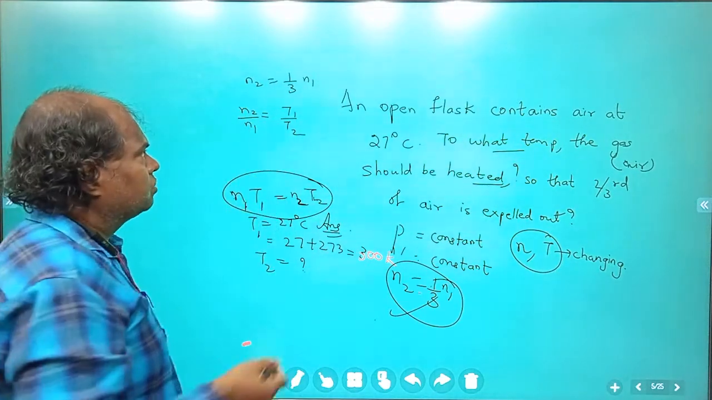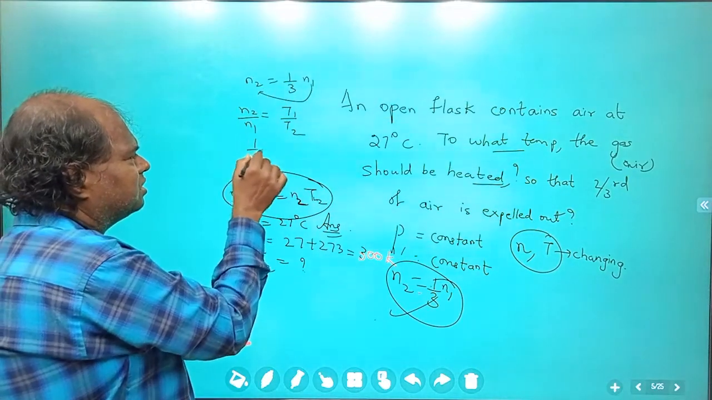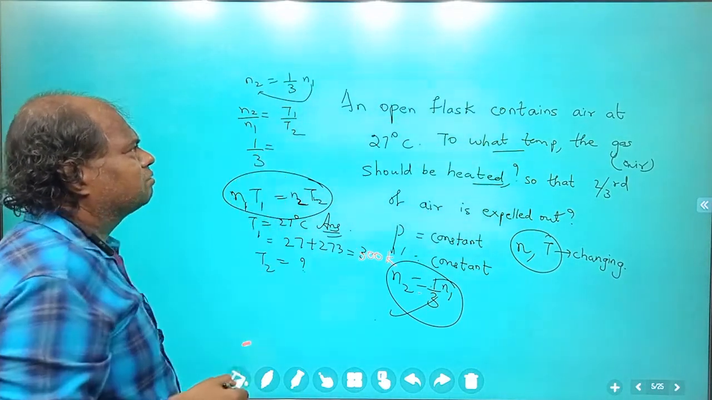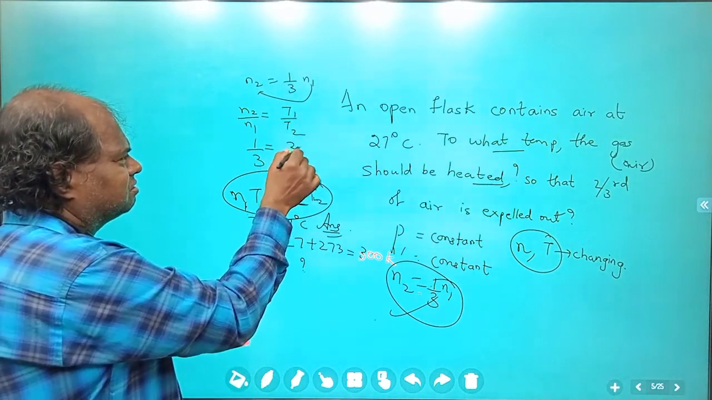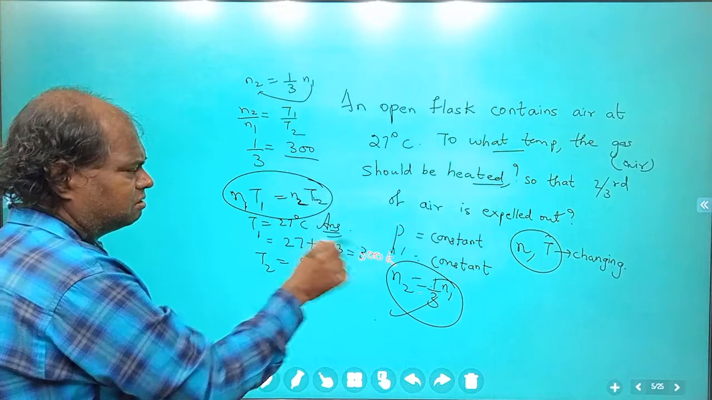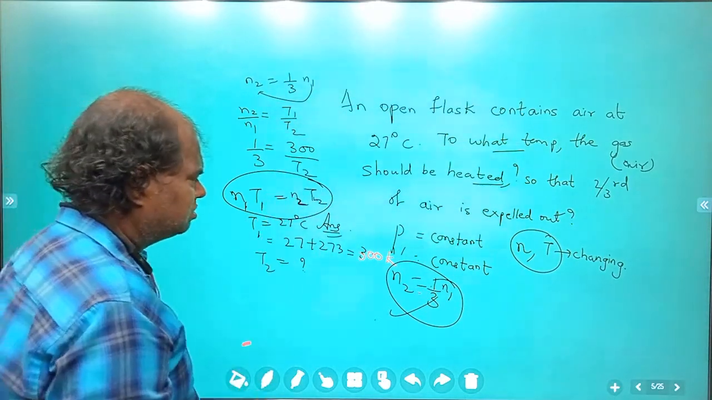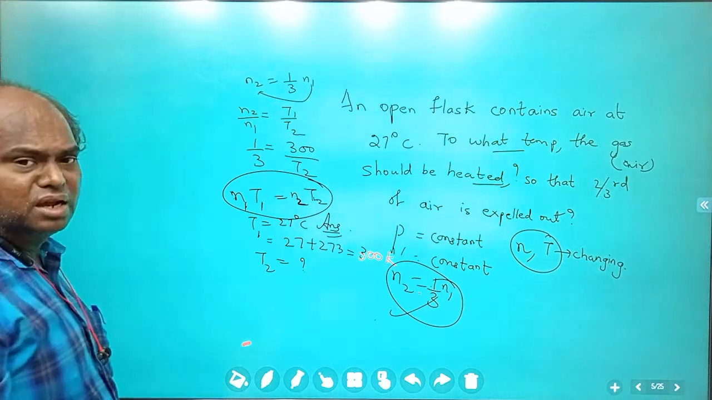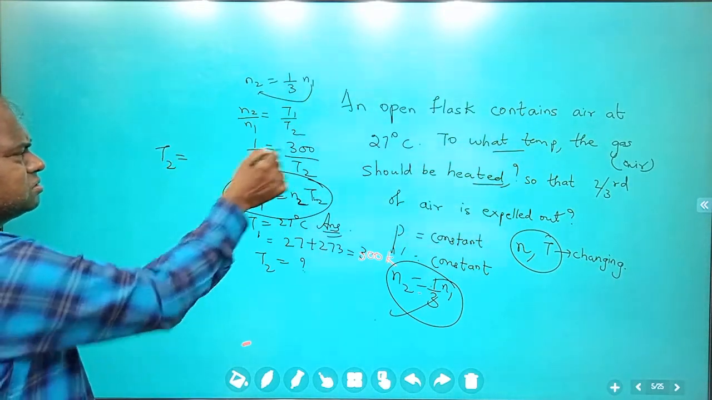Cross multiply, right? So N2 by N1 T1. Now what is N2 by N1? Take it on this side. You will get 1 by 3. Is it right? 1 by 3. What is T1? 300. 300, right? Now you want T2, right? T2 is what you want. T1 is 300.